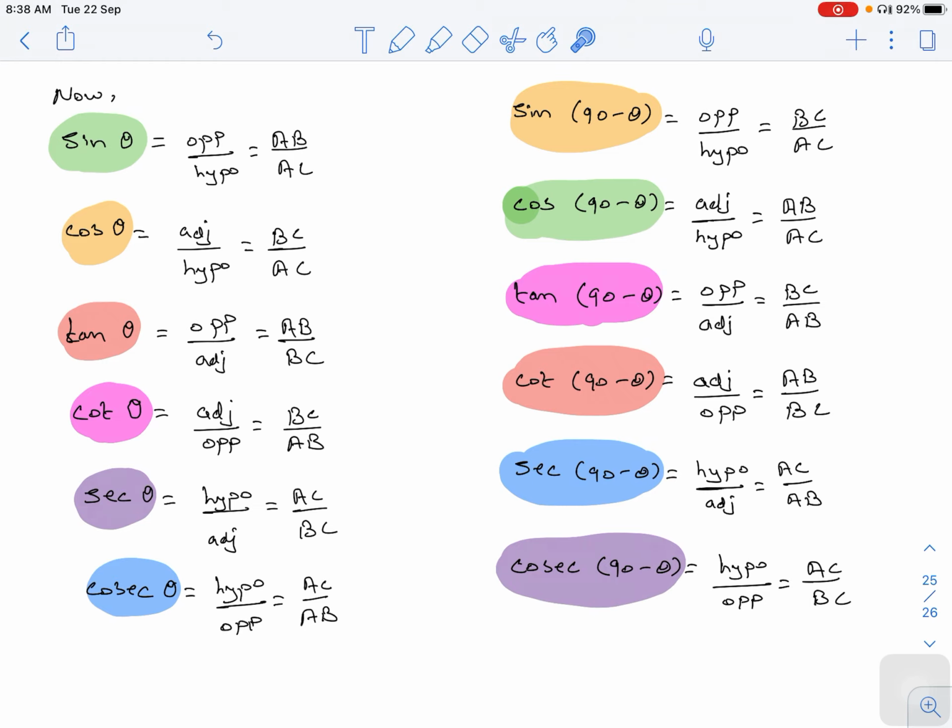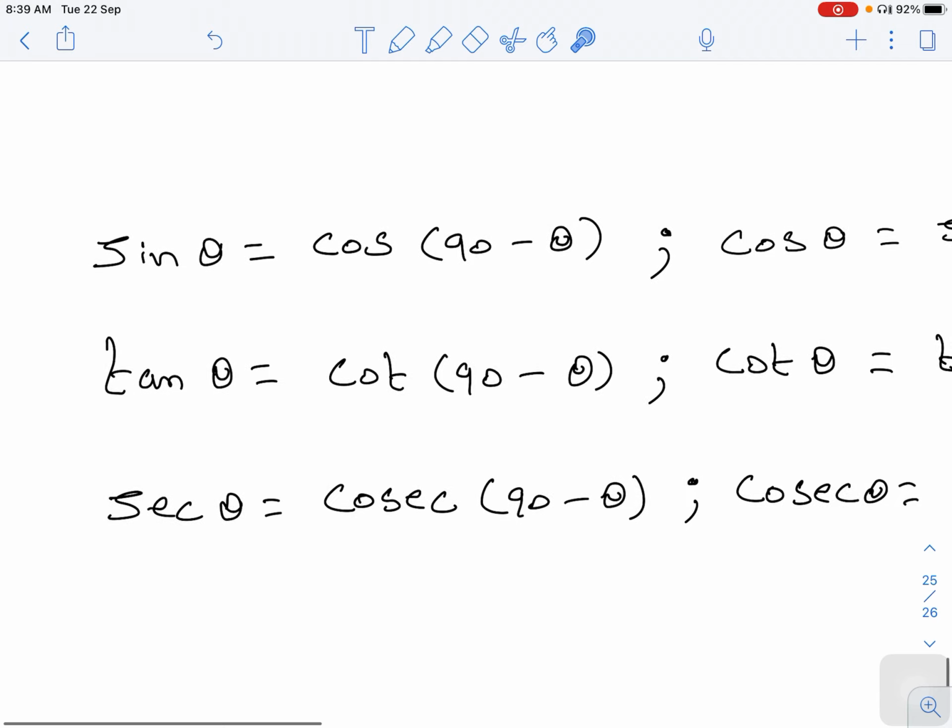Now in other words we can say that sine theta and cos theta, they are nothing but the complement of each other. Why? Because the value of sine theta is equal to what? The value of cos 90 minus theta. So what is the complementary of sine theta? It will be cos 90 minus theta. So that relation we have written it here.